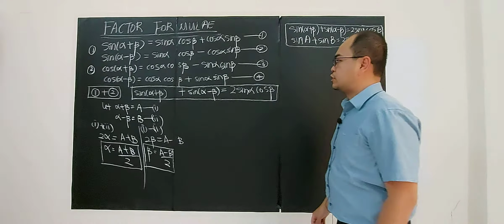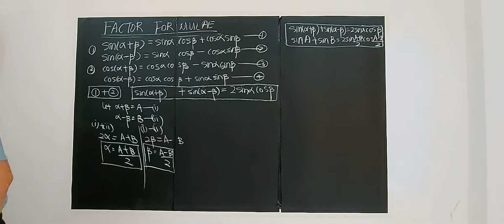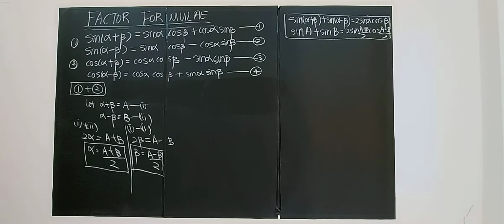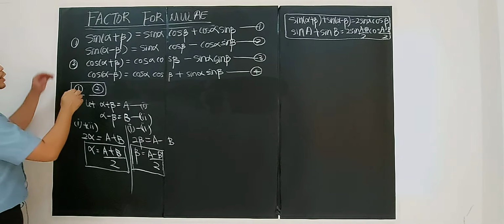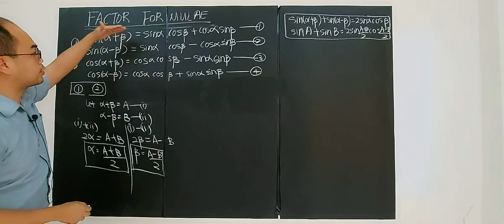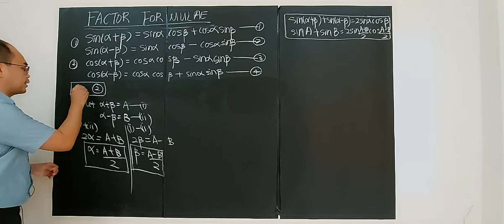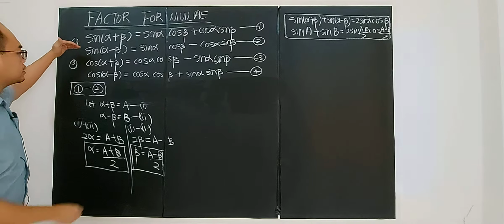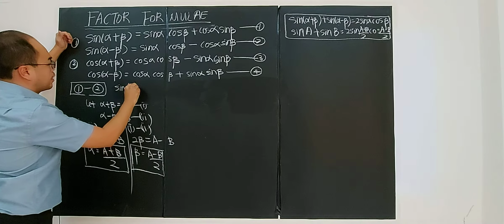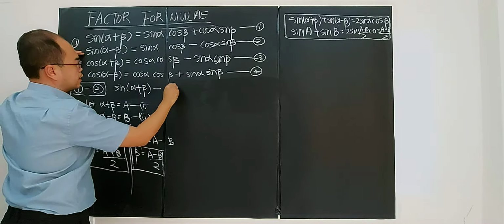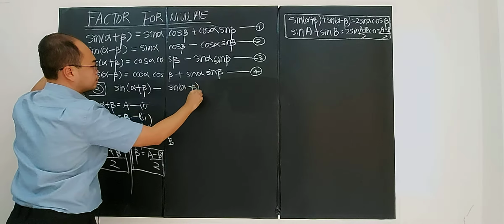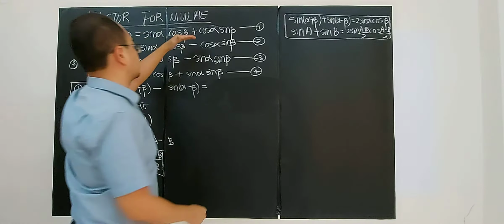So now I have to generate another formula for you. I will generate 4 formulas for you so that you can see these 4 formulas. Now I modify again. Just now the first one I generated by adding equation 1 and 2. So now I take equation 1 minus equation 2. So I subtract, and I will have sine(alpha plus beta) minus sine(alpha minus beta).